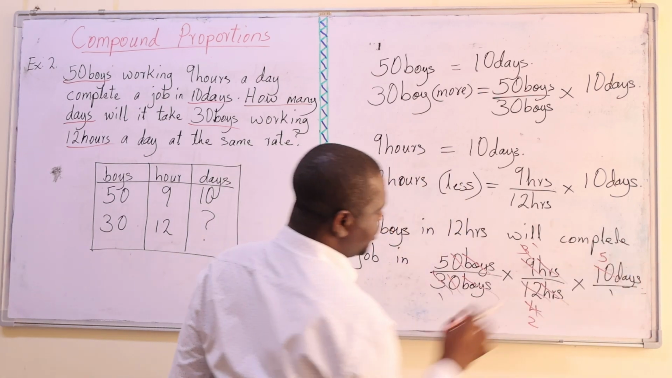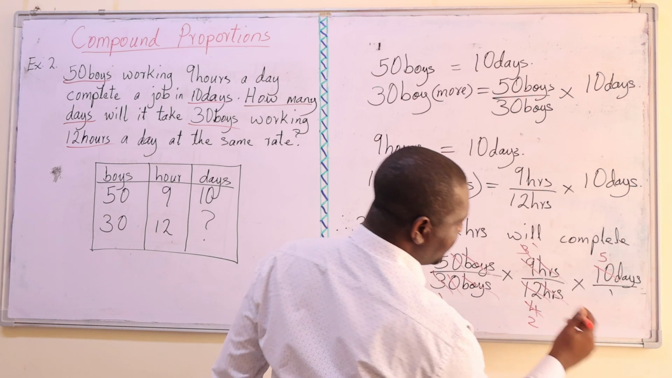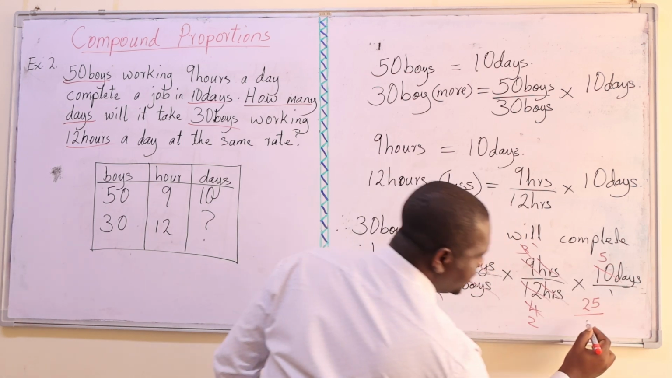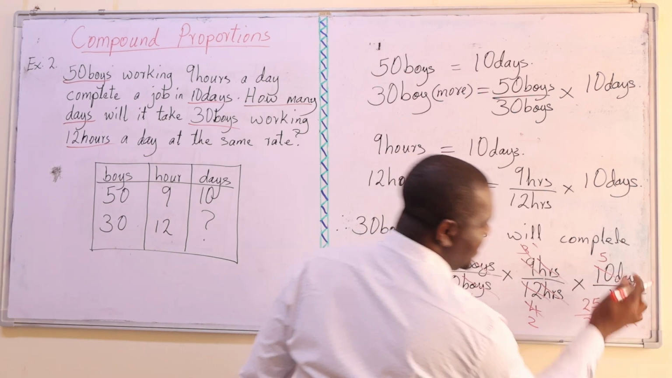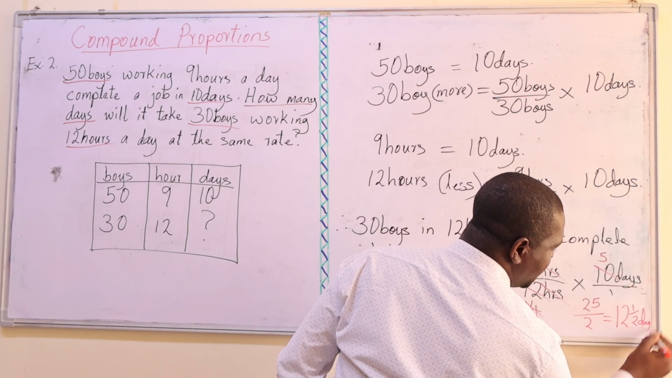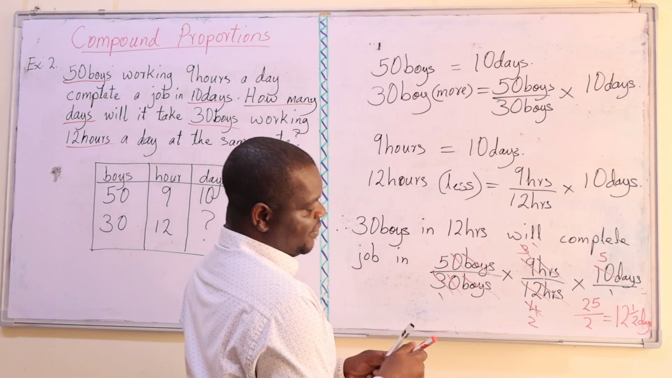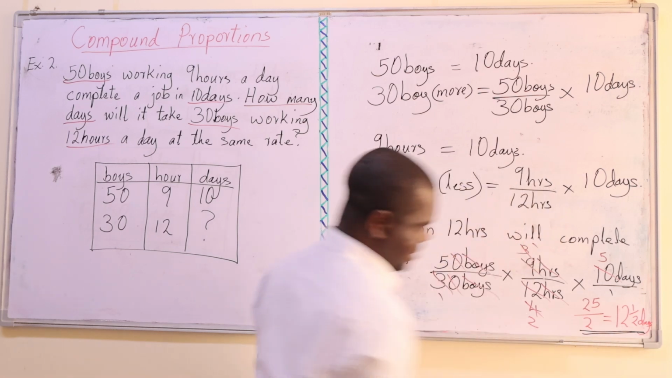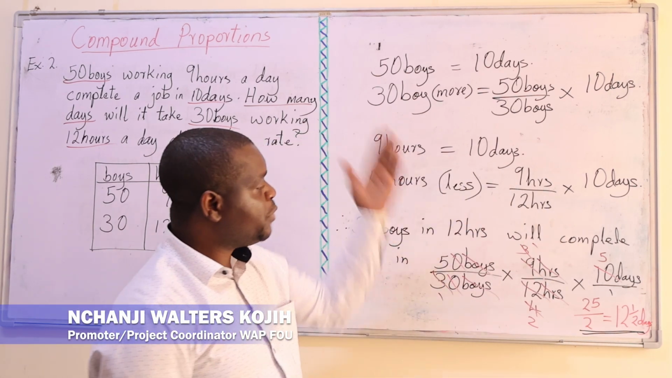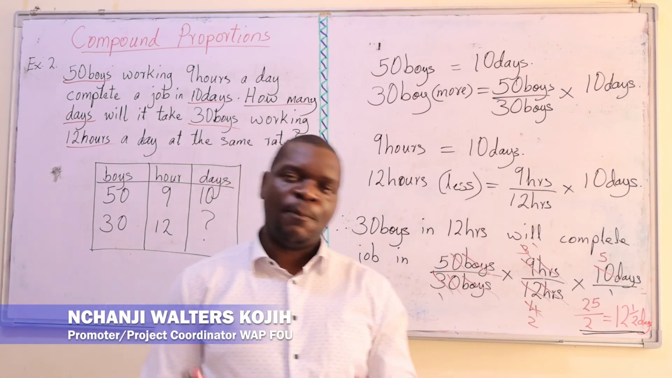So we multiply across. 5 times 5, 25 divided by 2, and 25 divided by 2 will give 12 and a half days. Remember that we are looking for days. 25 over 2 days, or 12 and a half days. This is how you can solve a problem when it comes to compound proportions.